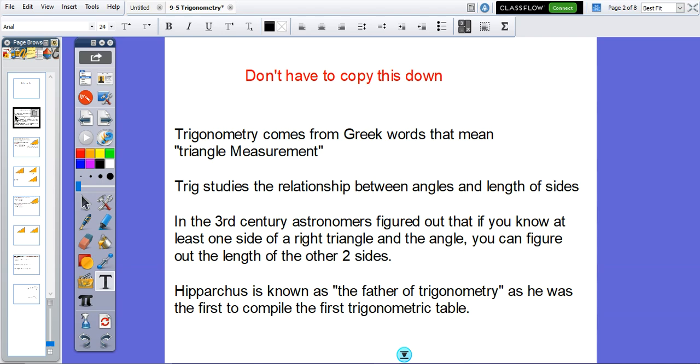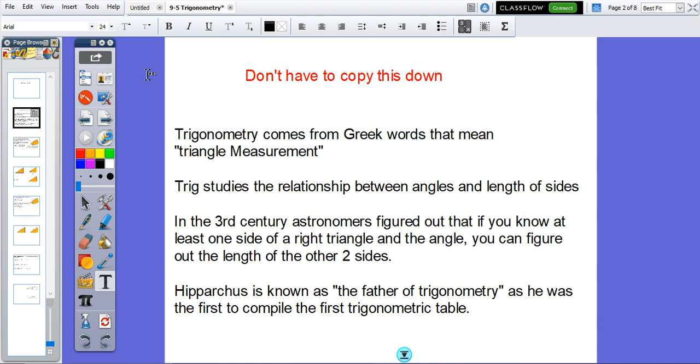Astronomers use this a lot to help find the distance between places using the star placement. And of course, our father of trigonometry right here, he compiled the first trigonometric table. Now that table has 0 through 360, the individual decimal values of sine, cosine, and tangent of all those numbers. So it's a pretty crazy thing that happened back in the day.